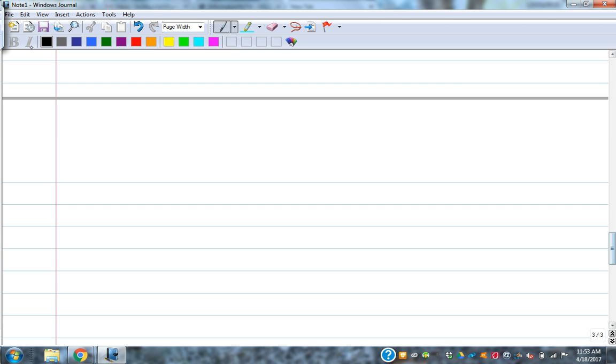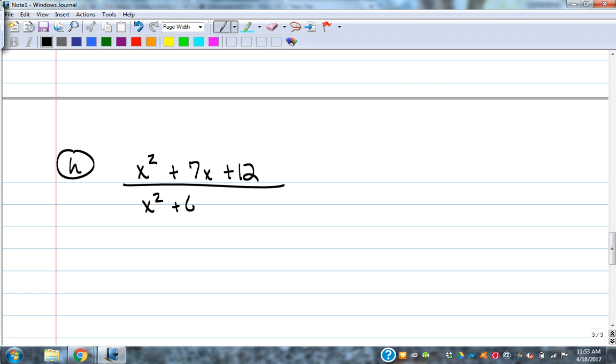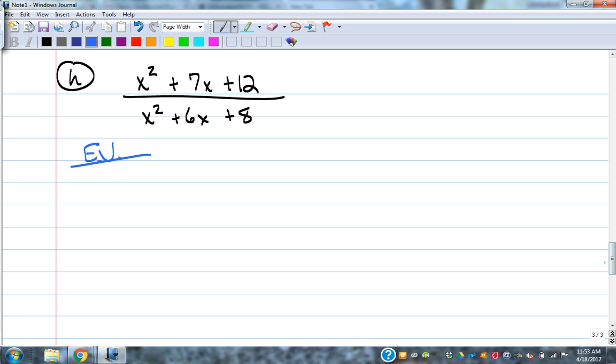Let's look at this one. X squared plus 7x plus 12 over x squared plus 6x plus 8. Again, we're going to find our excluded values. How do we find that? Set the bottom half equal to 0. That's exactly right. That's a quadratic.